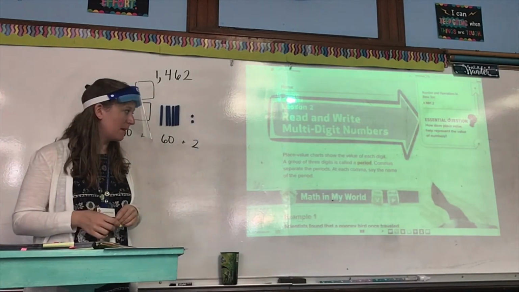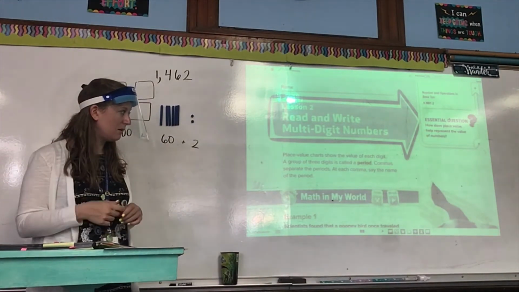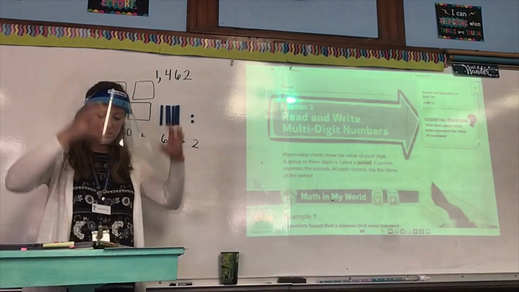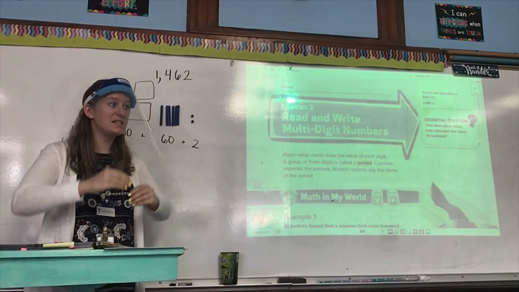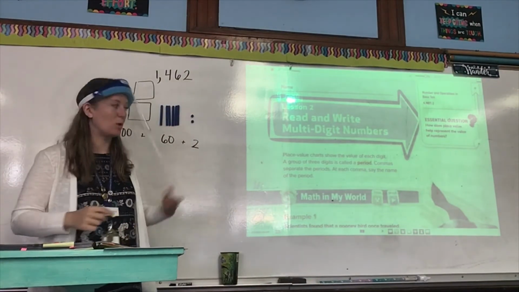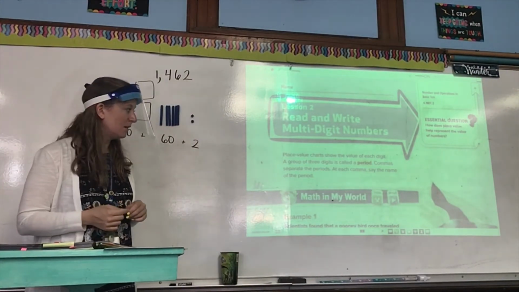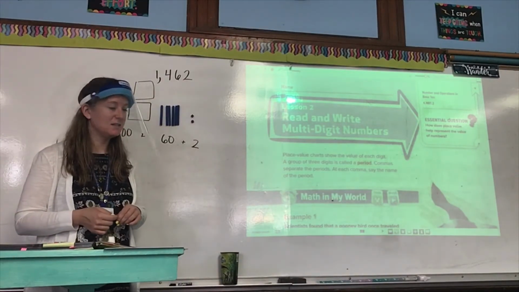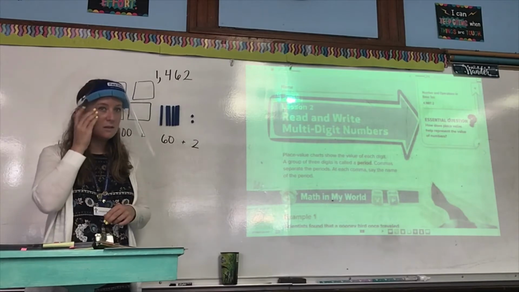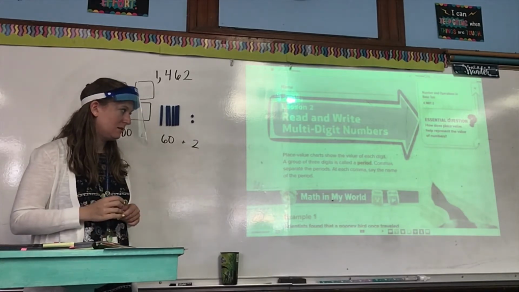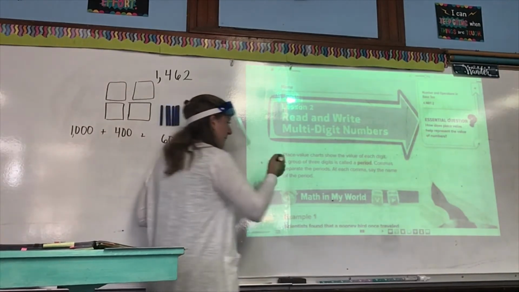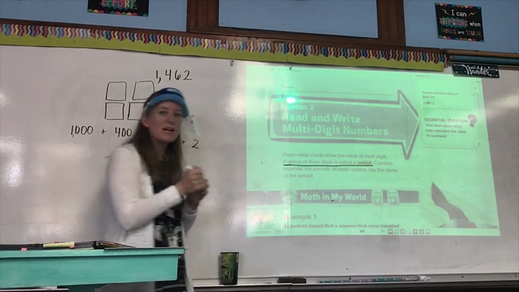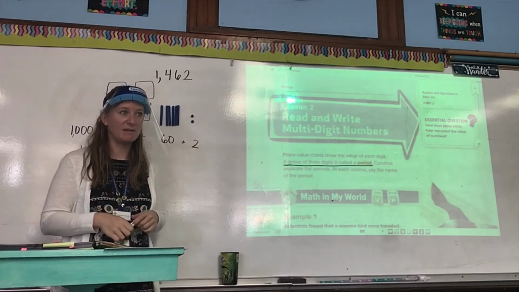Okay, go ahead. Place value charts show the value of each digit. Well, we already know that. A place value chart places everything in a place so that we know where it is and how much it's worth. Keep going. A group of 3 digits is called a period. Good. Underline that. A group of 3 digits is called a period.